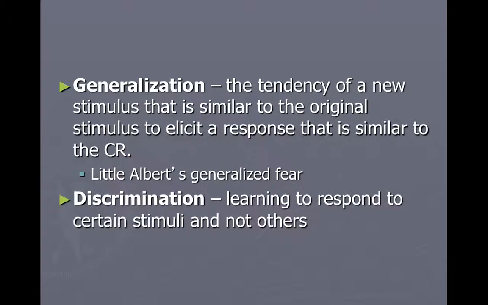Discrimination is learning to respond to certain stimuli, but not others. So, for example, if little Albert were only fearful to the original stimulus, that of the white rabbit, but not of a man with a furry white beard or a furry white rat, we would call that discrimination.